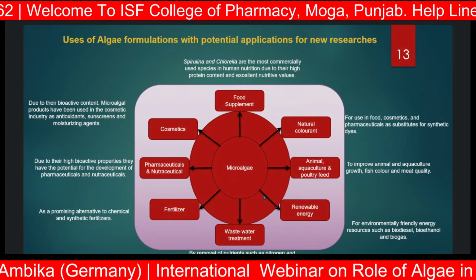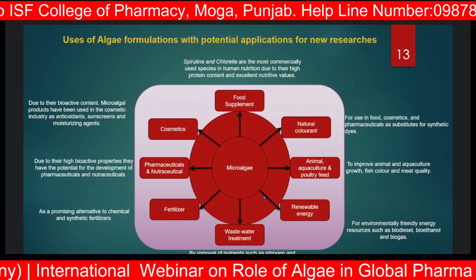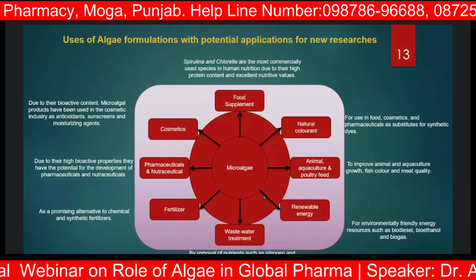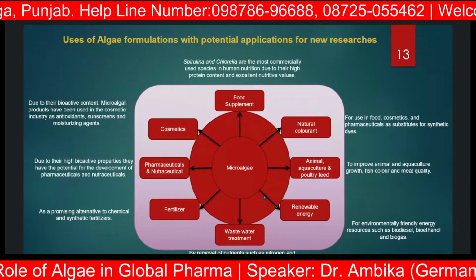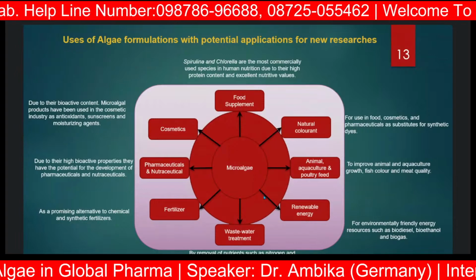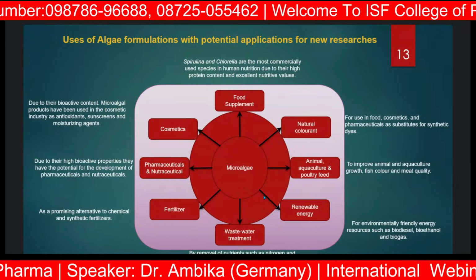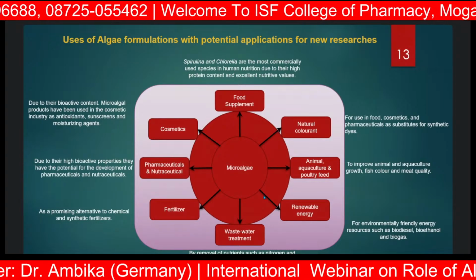So overall, we consider this potential. It is 360-degree potential. You can also see there are algae formulations ranging from food industries to cosmetics industries. In food supplements, we consider spirulina and chlorella the most commercially used species in human nutrition because they have high protein content and excellent nutritive values.